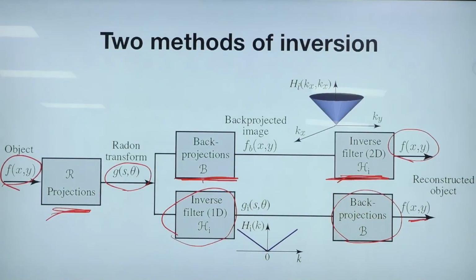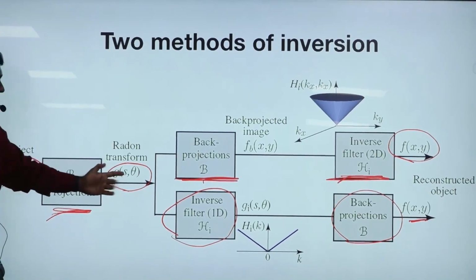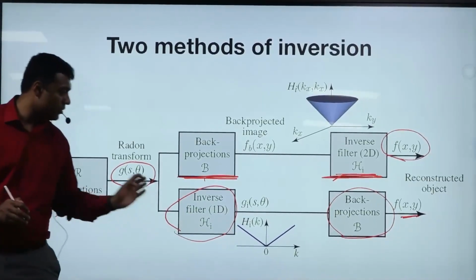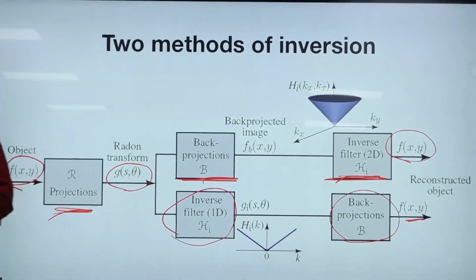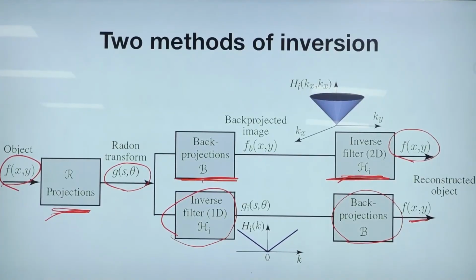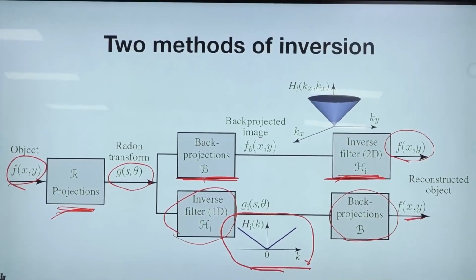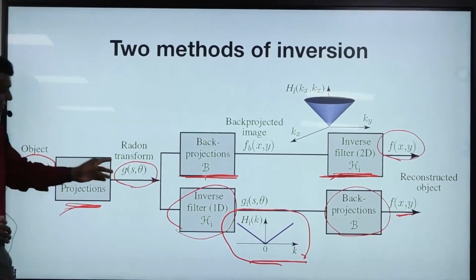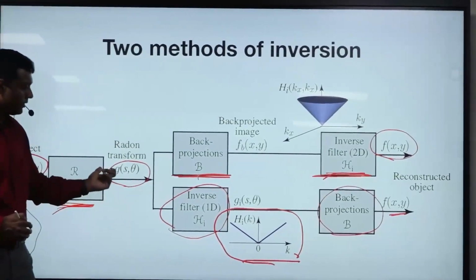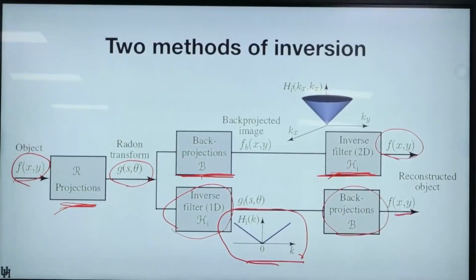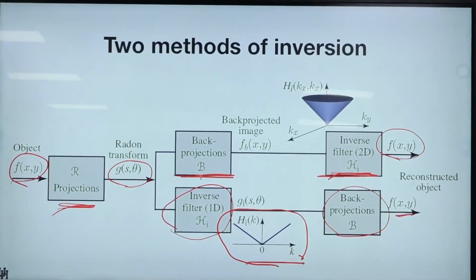There are some subtle differences between the two. In one case, you take the data, which for every given theta is one-dimensional data. So you apply a one-dimensional filter H, as a function of s: you take the Fourier transform along the s axis, then you do the inversion of every one-dimensional data, and then you do the back projection.